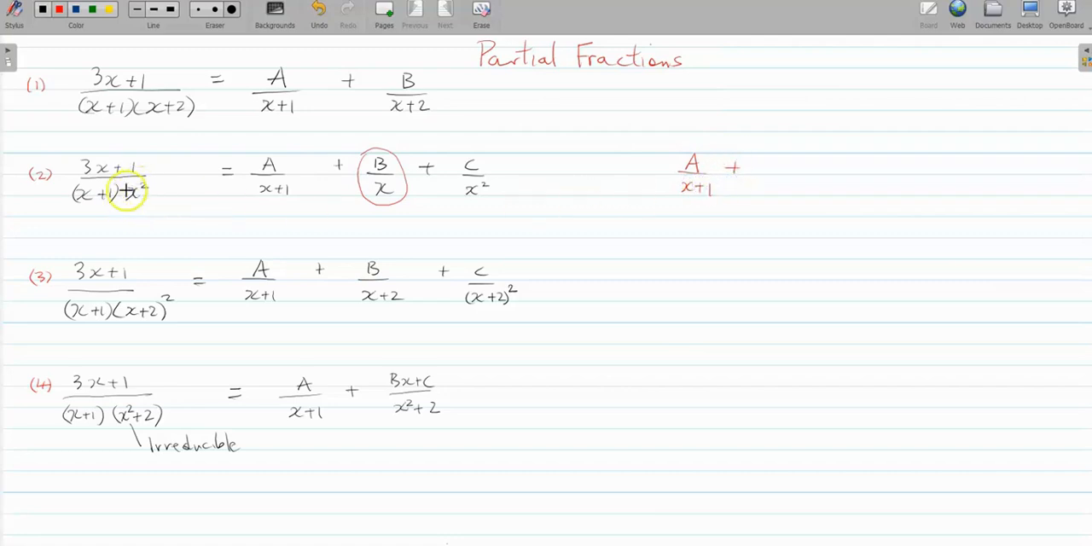Now, x squared here is a repeated factor, but also you can see that it's of the power 2, which is quadratic. So you need to think about what function or what factor would be 1 degree less than a quadratic. Well, it's linear, therefore we should have bx plus c over the factor itself, which is x squared.